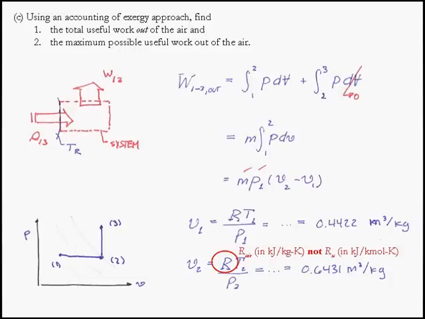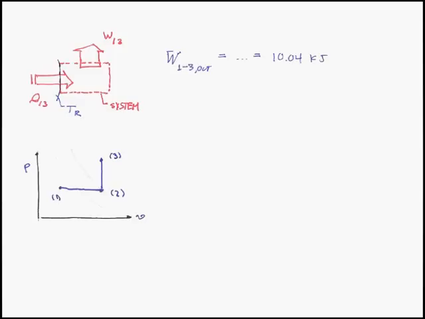You'll probably memorize what that number is for air because we use air quite a bit. So in any case, I find V1 and V2 using the ideal gas equation, and I plug those in and get the work out of the system.